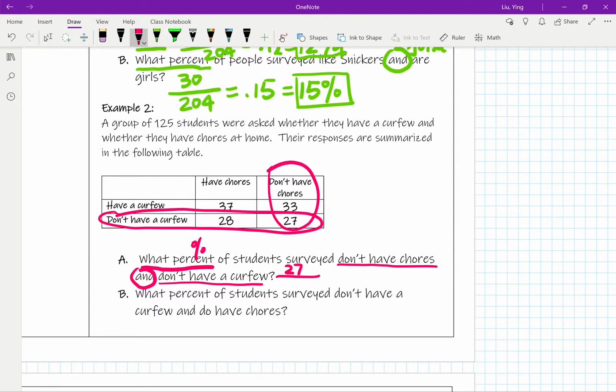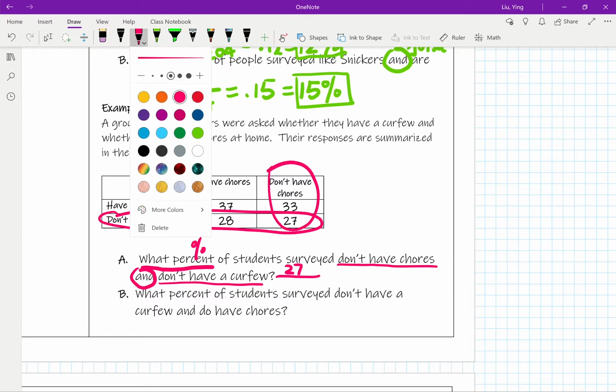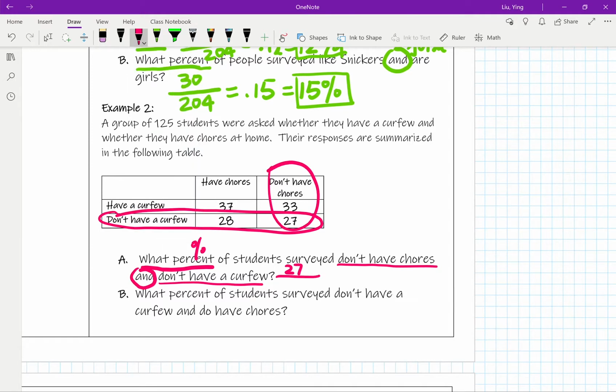And we know we're going to divide that by something. So what we need to divide by is the total number. But we don't have a total here, unlike the tables we looked at before. So we need to come up with how many people in total were actually surveyed. In this example, it actually told us at the beginning, because it says a group of 125 students. So we can just say it's 125 students.